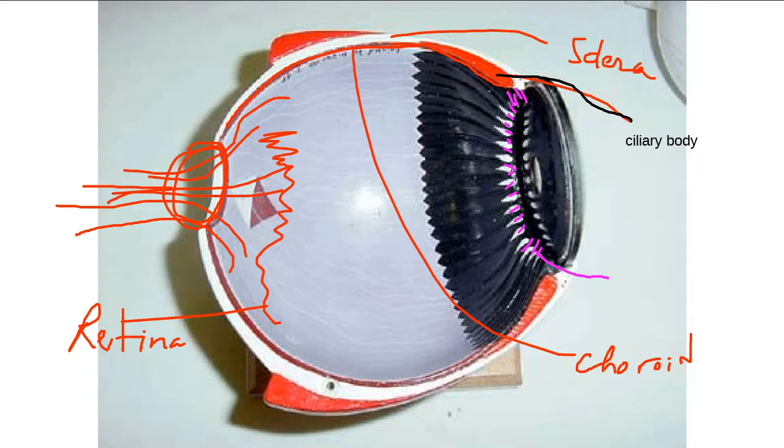Suspensory ligament. Okay. And that suspensory ligament is controlling this structure here, right? It is known as the lens. And the lens is actually malleable. It's malleable, meaning it can change shape, right?